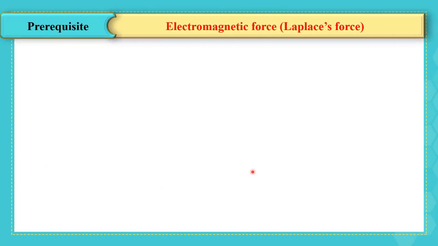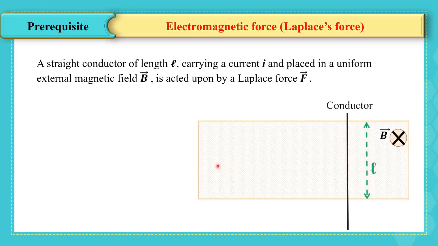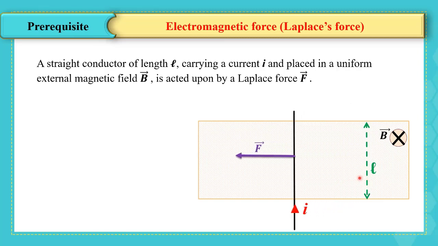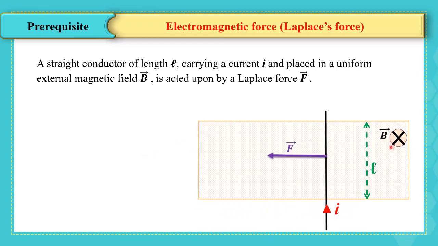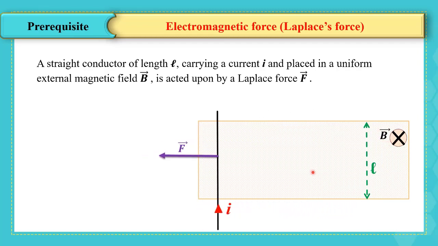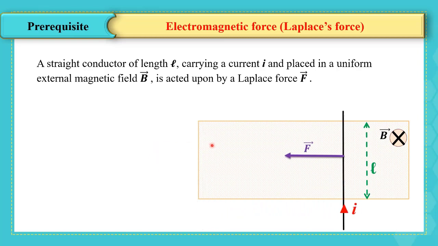Another important subject to remember is electromagnetic force, which is a fundamental force associated with electric and magnetic fields. To explain this, consider a conductor of length L, carrying a current I. When the conductor is placed in a uniform external magnetic field, it will be subjected to an electromagnetic force F.